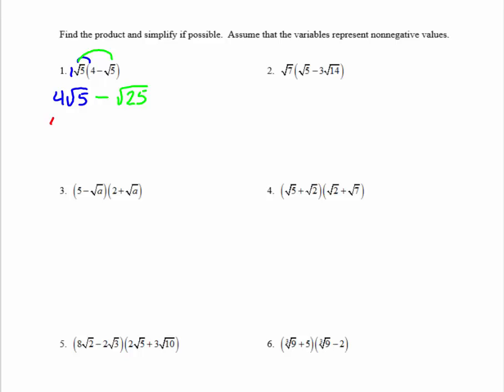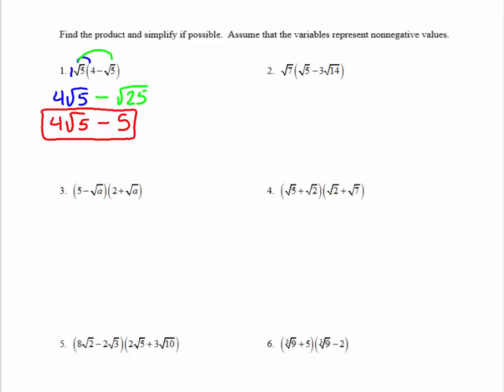Looking at 4 square root of 5, there's nothing we can do with that. Minus the square root of 25, we know is just 5. Those are not like radicals, so do not put them together. You are done at that point. A lot of students want to put those together, but they're not like radicals. One has a radical, one doesn't, so they do not go together.